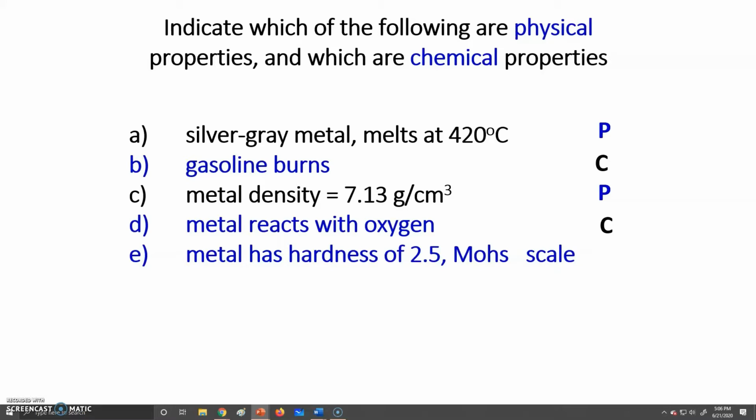And the last one here: a metal has a hardness of 2.5 on the Mohs scale. Here we can measure this hardness without actually reacting the metal, so this would be a physical property.